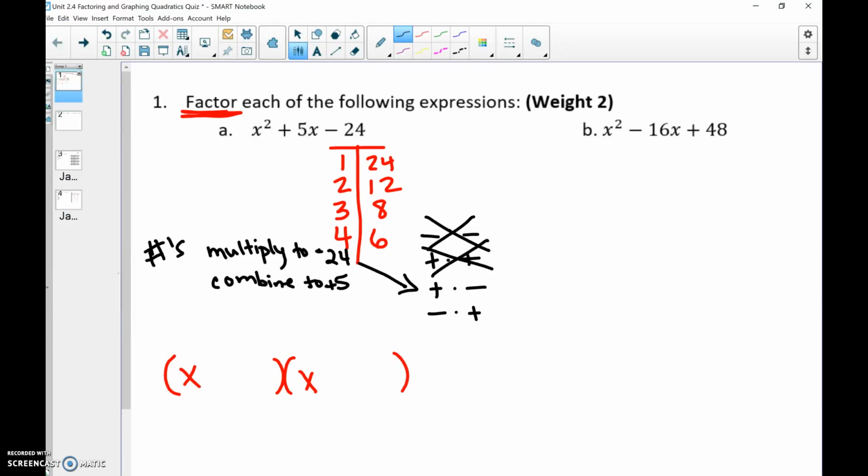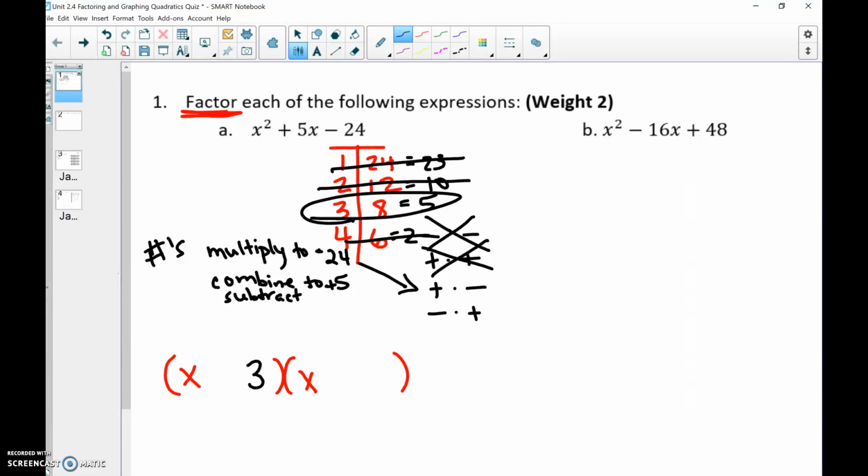Now the sign in front tells us whether I'm adding or subtracting to get 5. Because it's a negative sign, I need two numbers that subtract to 5. Well, 24 minus 1 equals 23, so that doesn't work. 12 minus 2 is 10, that doesn't work. 8 minus 3 equals 5, so that's probably going to be it. And 6 minus 4 is 2. So all those are gone. I know that it has to be 3 and 8. I just don't know what signs I'm using yet.